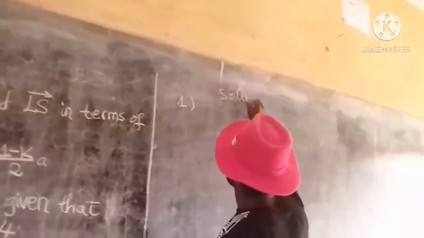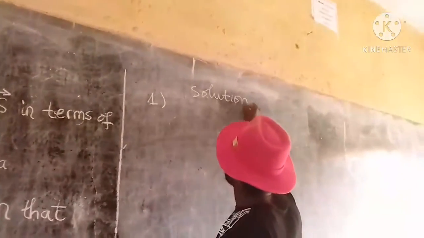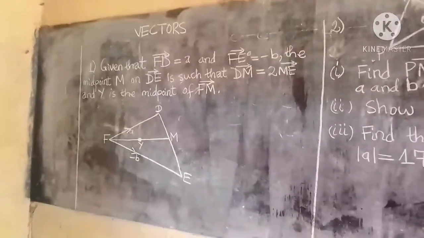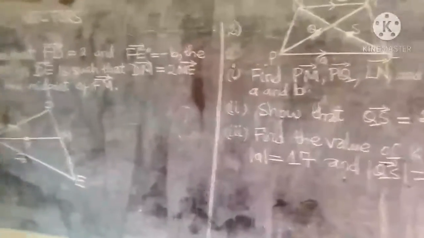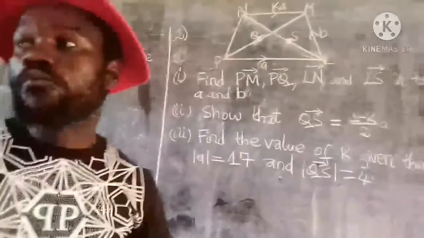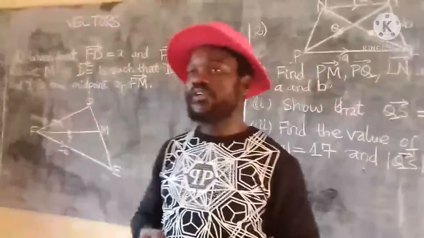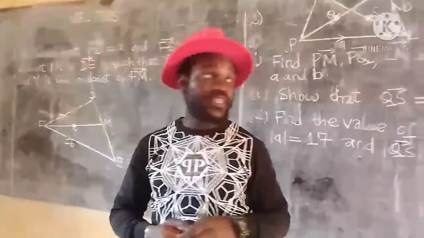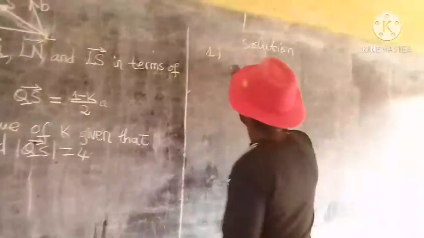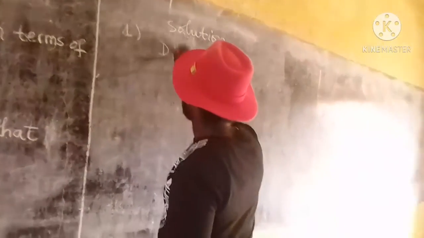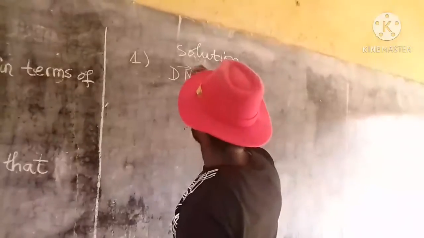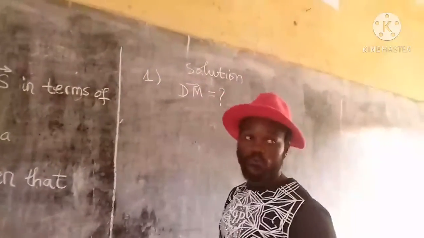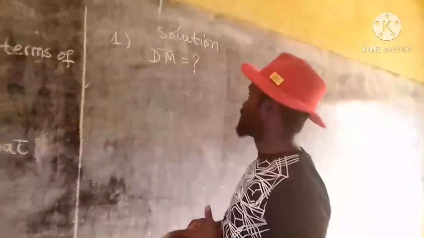Solution. Now, the first part of it: find the vector DM in terms of a and b. We are to look for the vector DM in terms of a and b. DM equals, that's what we have to look for in terms of a and b.